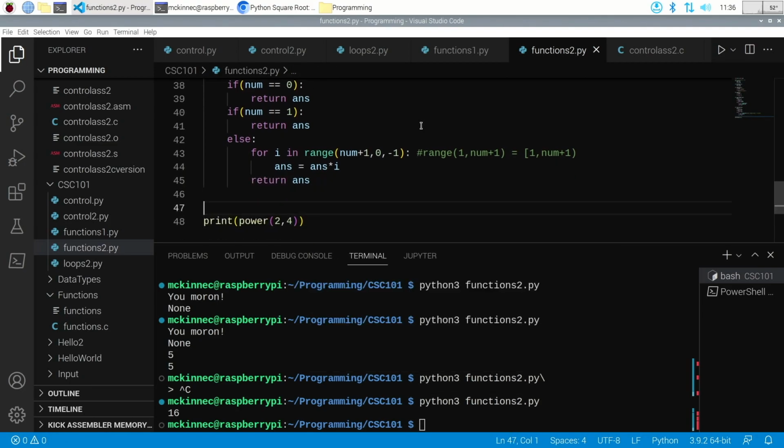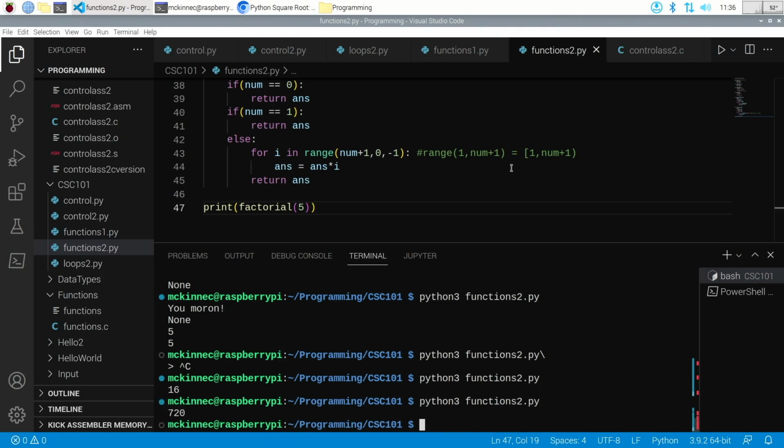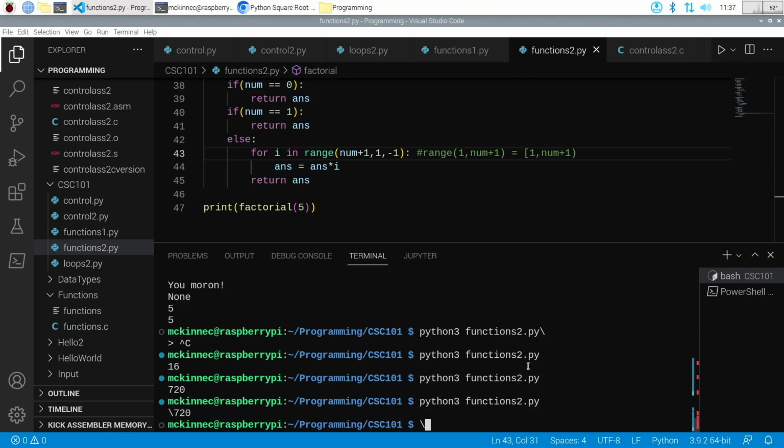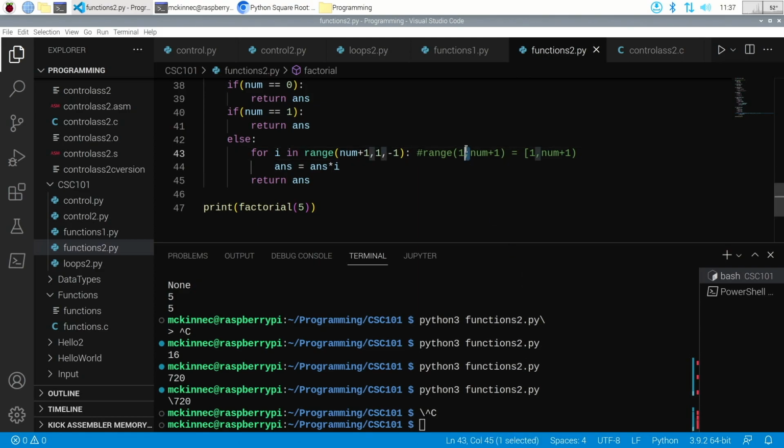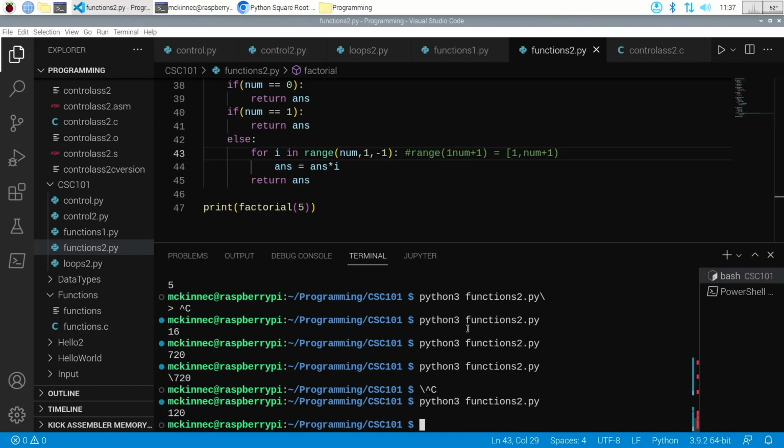And then let's print factorial of 5. And so what should we get? Oops, I've made an off by 1 error. No, damn it. Did I save it? Oh, sorry. In this case, it is num. There we go, 120. Okay, right, so there we go.